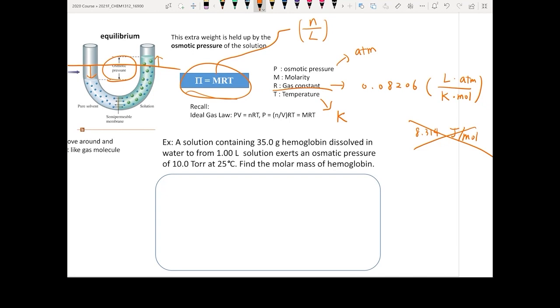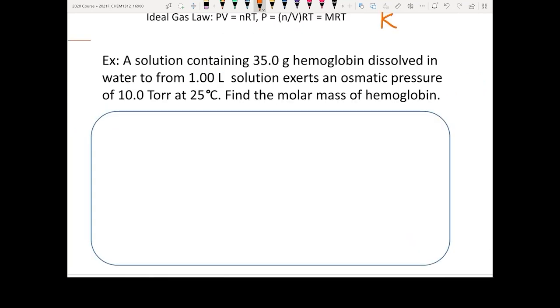So let's look at one example. A solution contains 35 grams of hemoglobin dissolved in water, made into 1 liter of solution, and exerts an osmotic pressure of 10 torr at 25 degrees C. Find the molar mass of the hemoglobin. Question-wise, it looks very complicated, right? But what's the keyword?